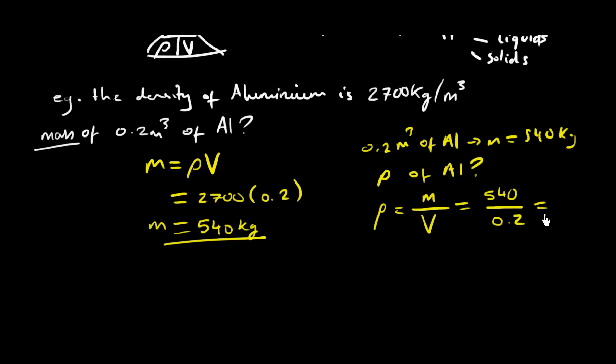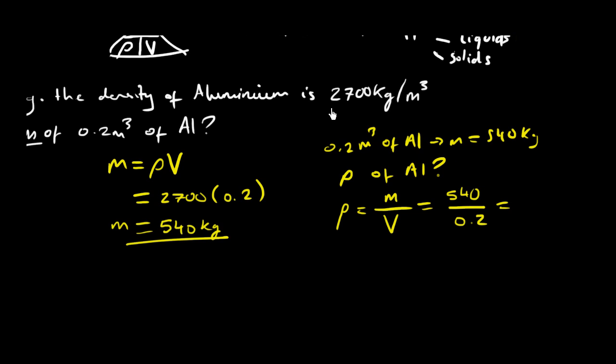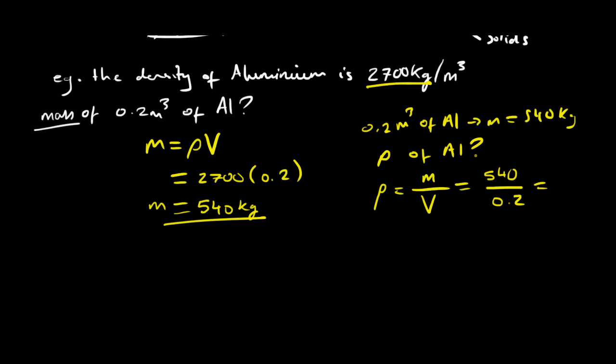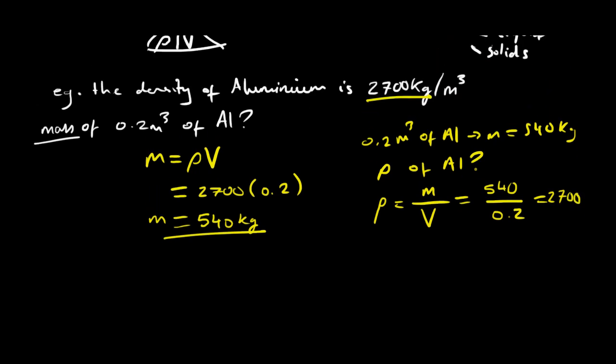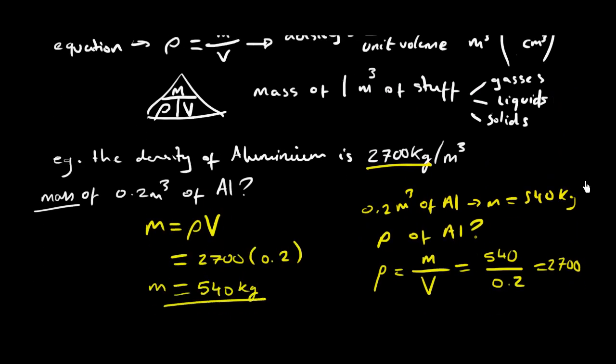If you do this in a calculator, you get 2,700 back, which you should. Density of aluminium is the density of aluminium. It doesn't matter how much of it you have, unless you start melting it and doing weird things to it. But at a normal temperature, the density of aluminium is a number that you can look up in a table, and it's a standard. Same thing with other materials at room temperature. Okay, so that's a few ideas about density.